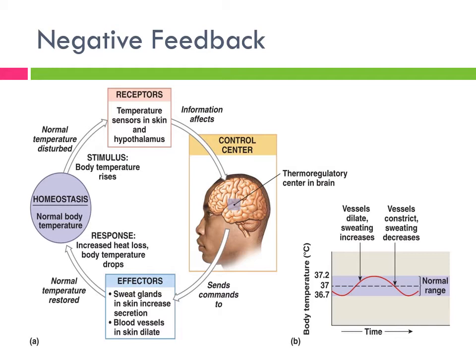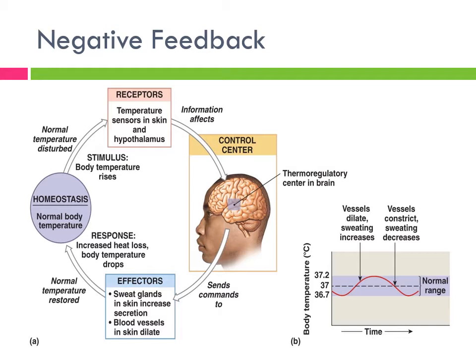body temperature. So as body temperature begins to rise, the temperature receptors in our skin and our hypothalamus, which is part of our brain, are going to detect that our body temperature is rising. It's going to send that information to the thermoregulatory center in the brain. That's the center that's in charge of regulating body temperature. And then that's going to say, wow, our body's getting too warm.